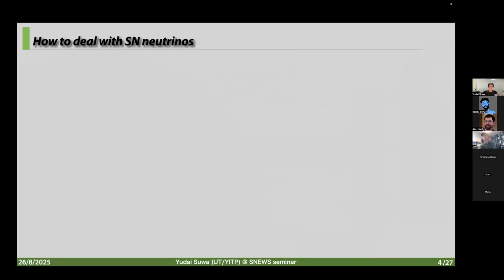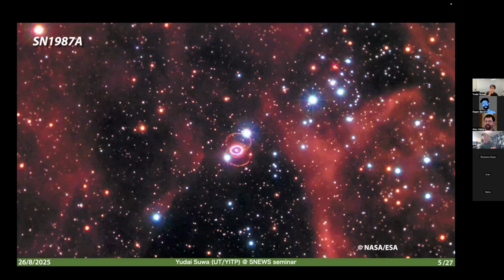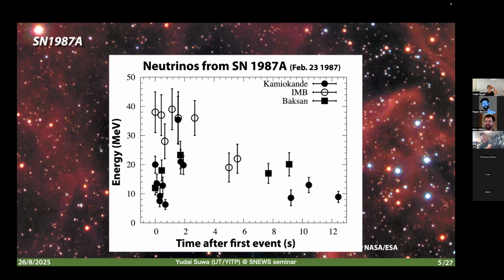First, let me start with the neutrino emission from supernovae, that means the neutron star formation case. Let me start from supernova 1987A. Of course, we need to start from this object when we are talking about neutrinos. At that time, we could detect only roughly 20 neutrinos with three different detectors. This is a famous diagram. The horizontal axis is the time after the first event, and the vertical axis is the energy of each event. What we know is that the duration of the neutrino emission is about 12 seconds, several tens of seconds, and the typical energy of the detected neutrinos was about several tens of mega electron volts. That is all we know from this event.